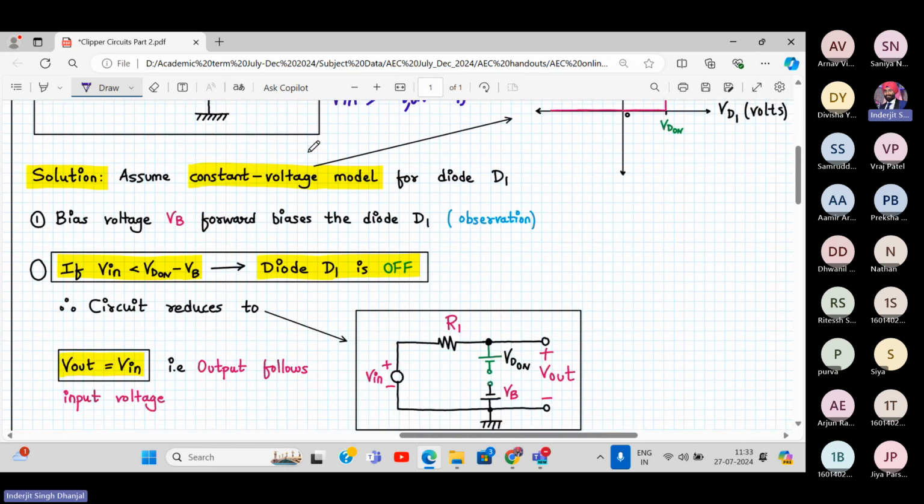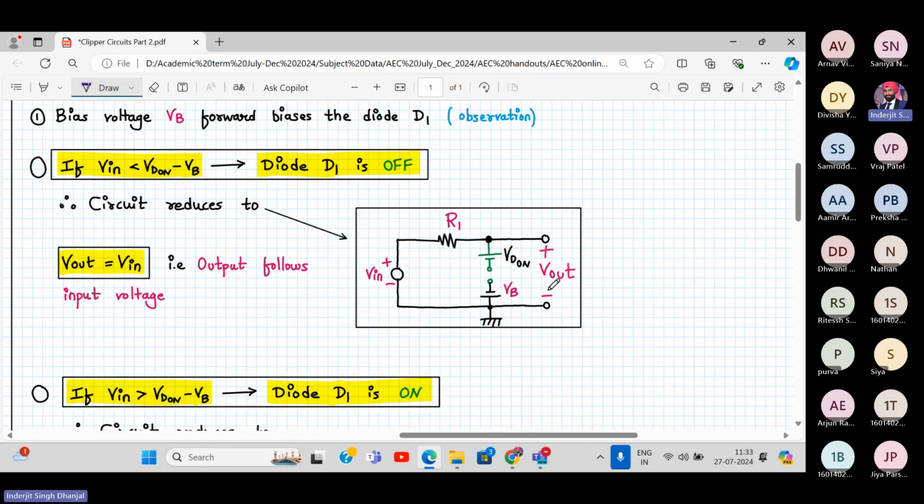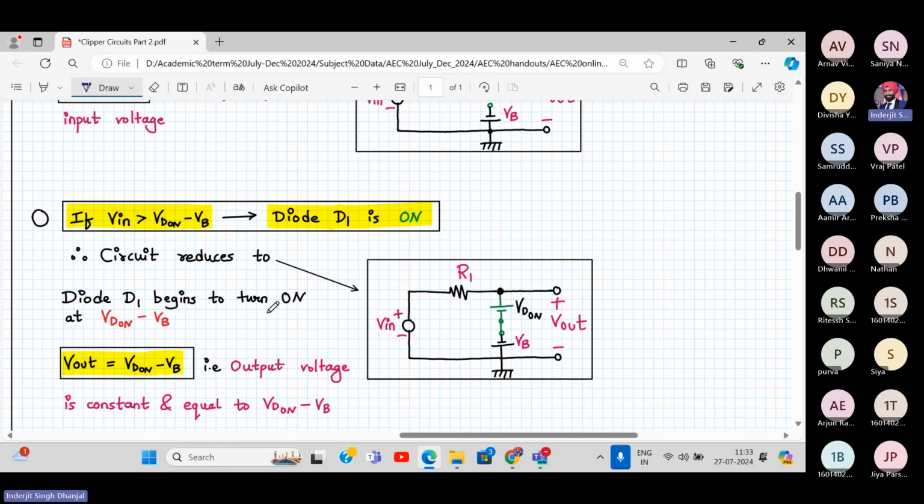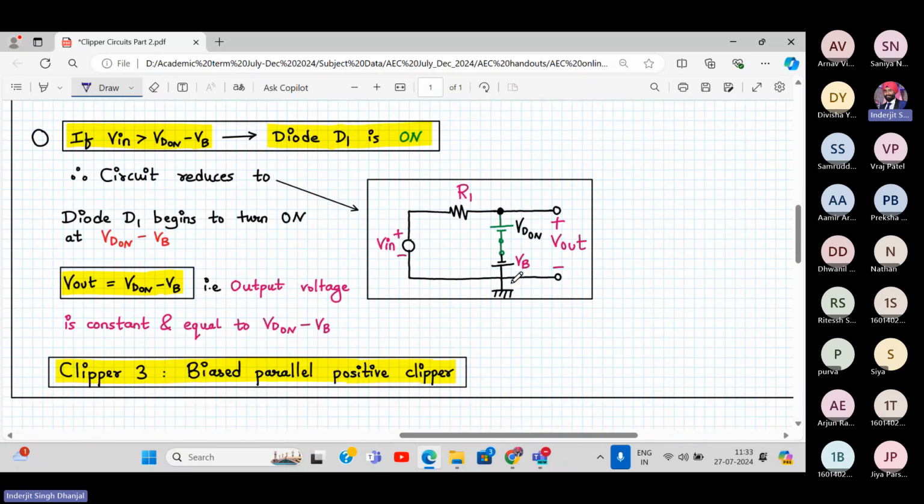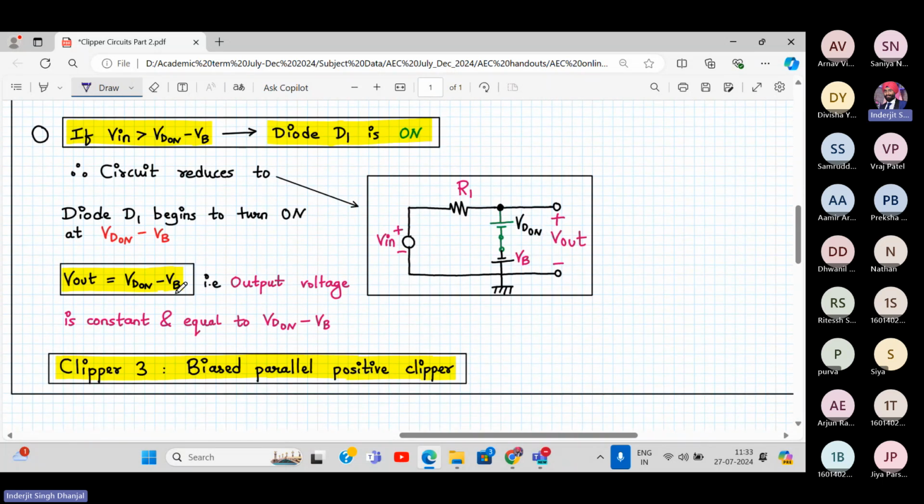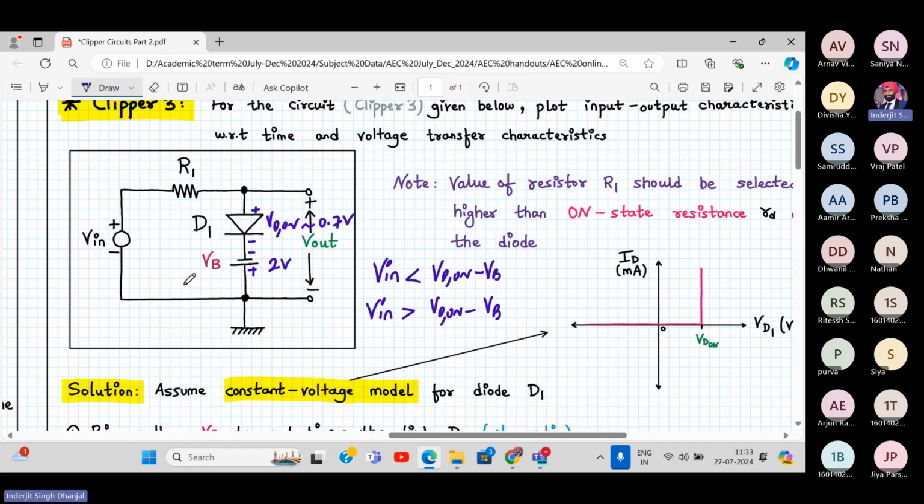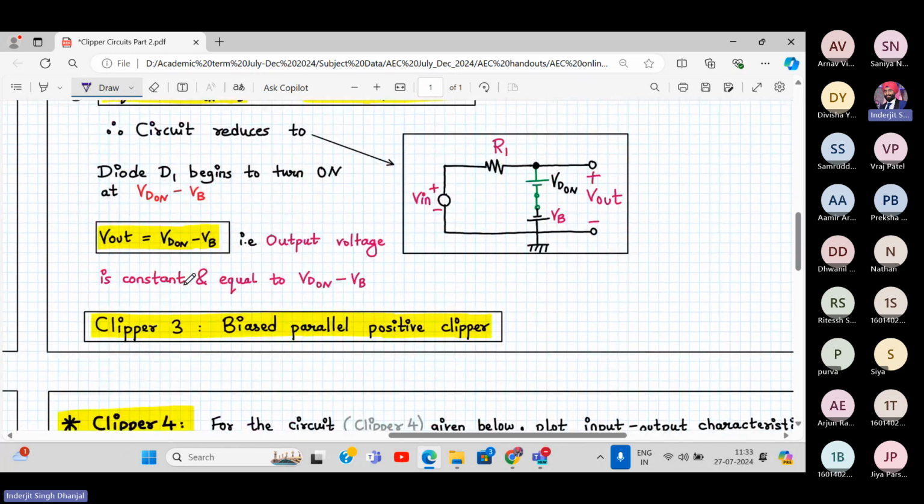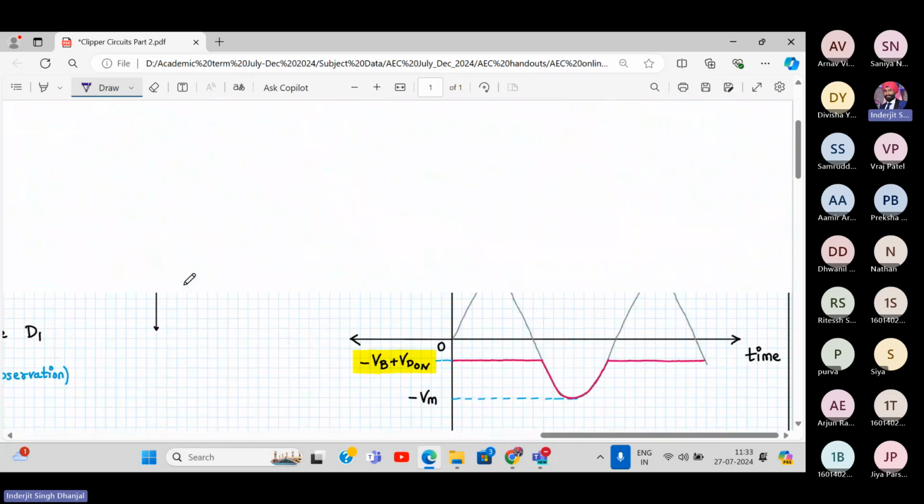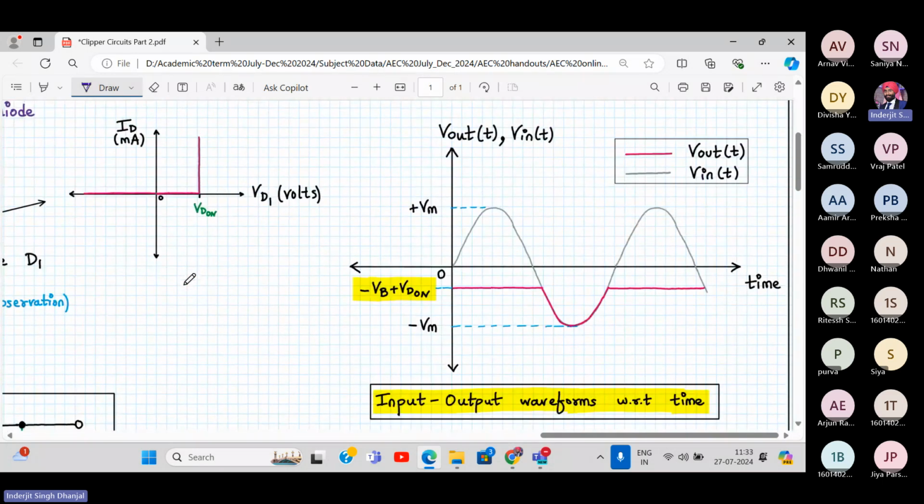Over here, you can see Vin less than VD on minus VB, the diode is off and the output follows the input voltage. And Vin greater than VD on minus VB, the diode is on and the output voltage is VD on minus VB. The clipping level is different. It's negative actually. So let's go to the circuitry. Here it is. Now the clipping level is below. Why is it below? Because it is VD on minus VB.